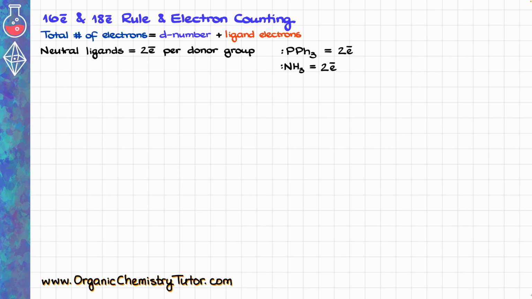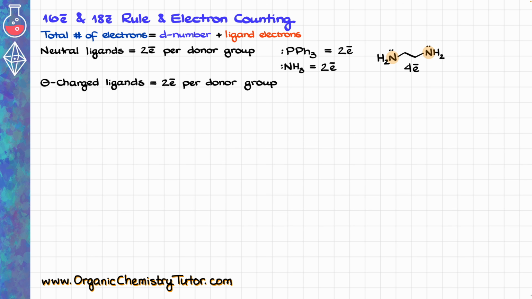Both give us 2 electrons for our complex. Or let's say this diamine, that guy has 2 donor groups, providing us with 4 electrons if both of them bind to our metal. Similarly, the negatively charged ligands also give us 2 electrons. Like for instance this chloride gives us 2, the cyanide also 2, this hydride, you guessed it, it also gives us 2.